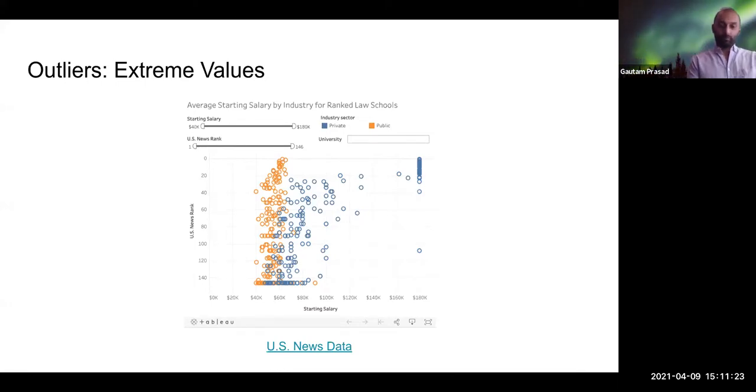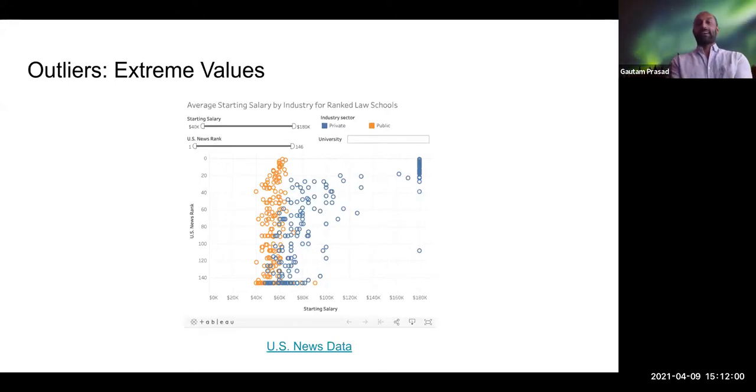In this example, this is actually a plot of the salaries that law school graduates get during their first year. The x-axis is a salary range starting from around 40,000 to 180,000. The y-axis is the rank of the law school. The top is the higher ranked ones, the bottom is the lower ranked ones. The orange color represents a job in the public sector, and the blue represents a job in the private sector.